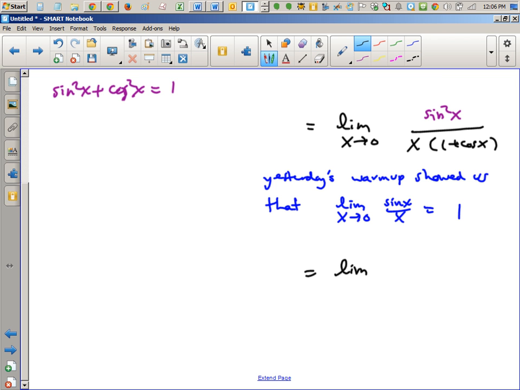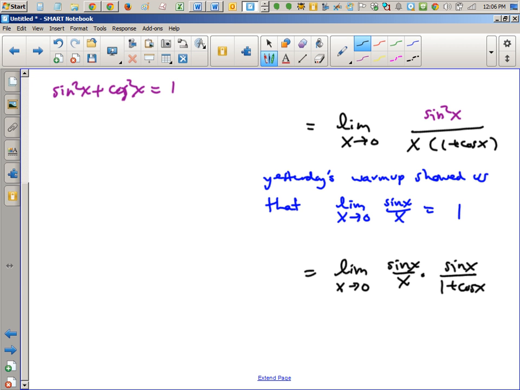So I'm going to pull out a sine x over x from this problem. I'm going to rewrite this problem as sine x over x times sine x over 1 plus cos x. This is the same thing as sine squared over x times 1 plus cos x. I just basically borrowed one of the sines on top over the x because I happen to recognize this situation from yesterday.